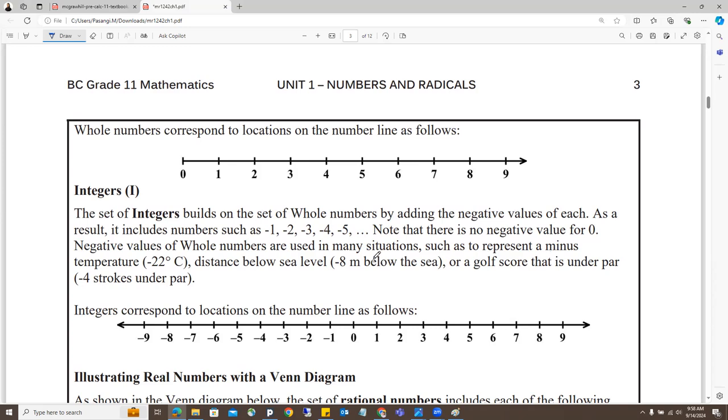Negative values of whole numbers are used in many situations, such as to represent minus temperatures. For example, minus 22, minus 4, likewise. And the distance below sea level, we normally count as minus 8 meters below the sea. Or a golf score that is under par, that is minus 4 strokes under par. Likewise, we normally use negative numbers in our day-to-day lives as well.